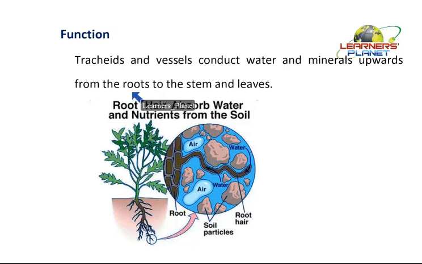Now what are the functions? Since the beginning we are saying the tracheids and vessels conduct water and minerals upwards from roots to the stem and leaves. As they form a continuous channel, these types of tissues are able to absorb water and minerals and transport them to the higher parts of the plant. Now here we can show you the direction in which they absorb water and the nutrients from the soil.